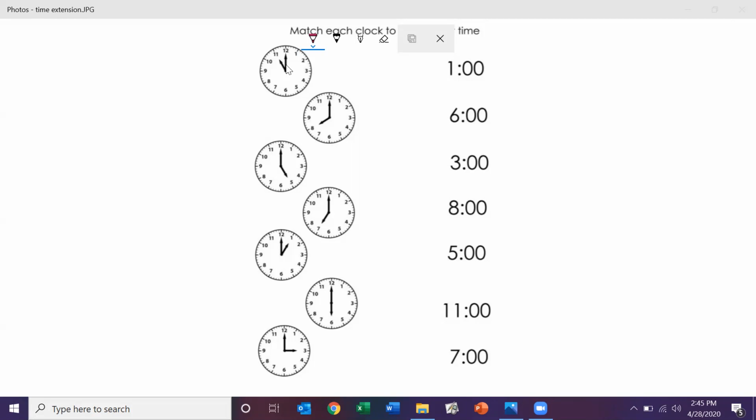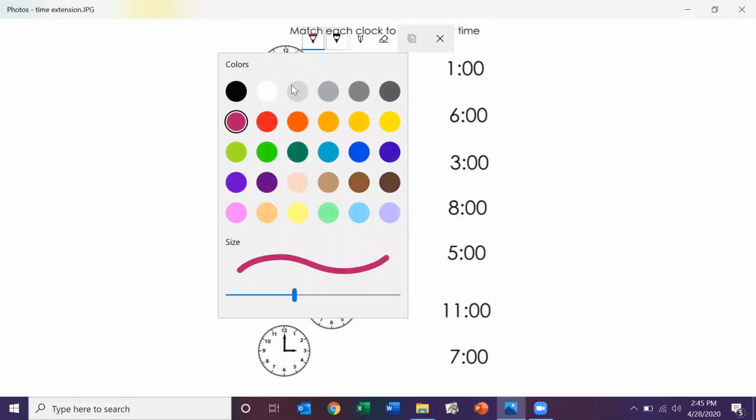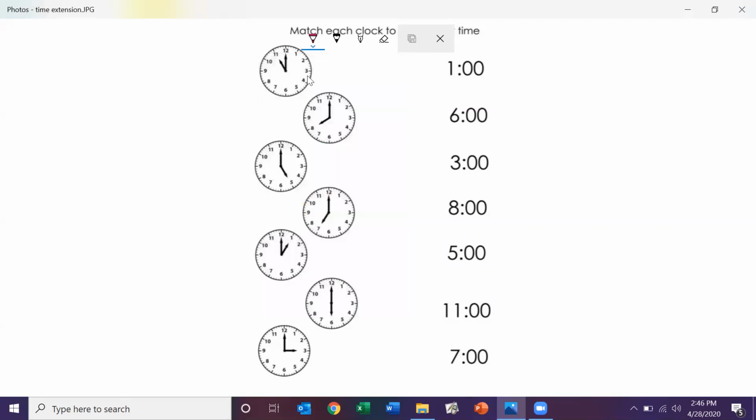Okay, so this time would be 11 o'clock. So let me draw a line to match 11 o'clock. Now this clock, the little hand is pointing to the 8, so that means it would be 8 o'clock. And notice, first grade, in all of these clocks, the minute hand, that's the big hand, is pointing to the 12. Because when it points to the 12, that means the time is on the hour and it ends with o'clock. And that would be the two zeros that you see at the end of all these times here.